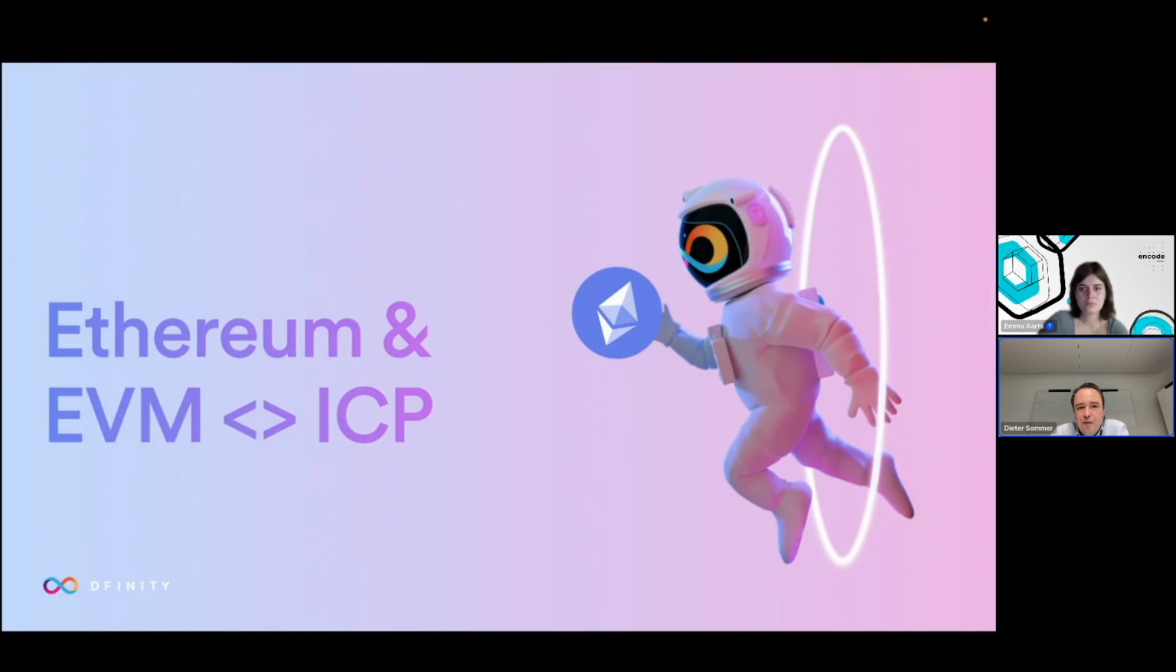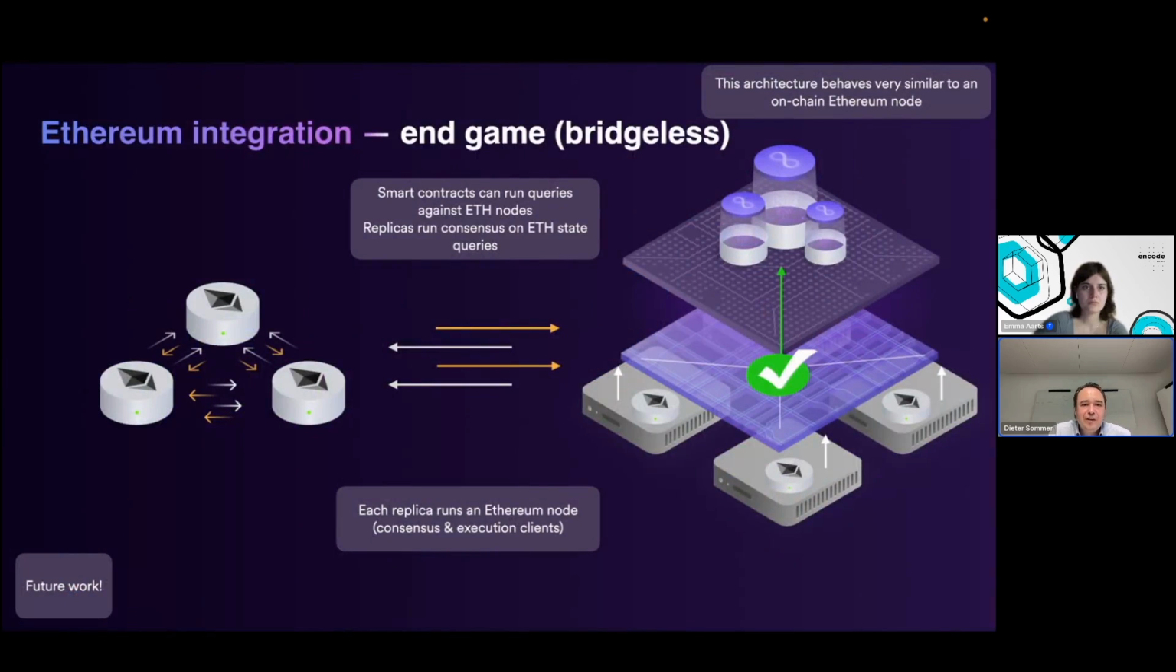Now let's go into Ethereum and EVM chains and their integration with ICP. So there's one endgame scenario for an Ethereum integration, which is a completely bridgeless, trustless integration. This architecture is based on running full Ethereum nodes, a consensus and an execution node, on each of the node machines of one subnet, and then having these Ethereum nodes sync their state with the Ethereum network, and then use queries using HTTP outcalls to the respective local host, to make queries to these co-located nodes, and then sanitize the results back through consensus.